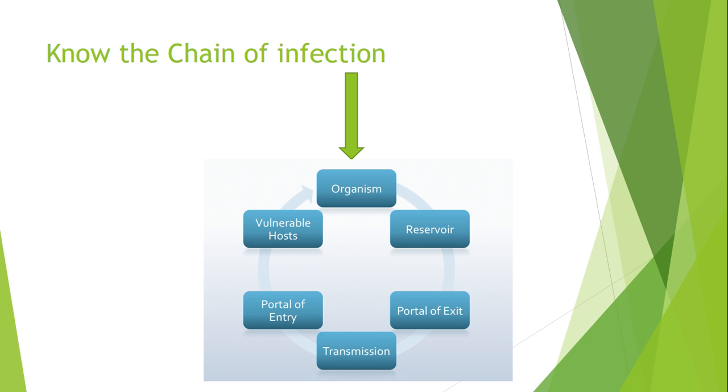Okay, so after that transmission, once we have an idea of those, there's the portal of entry. So that's to the host. It might be the same as the portal of exit. So just understanding where it's going into somebody. And then lastly, our vulnerable hosts or susceptible hosts. That's somebody who's usually compromised with their defense mechanism. They're immunocompromised. They might have a break in the skin. And a lot of the time this leaves the host, or the person, more susceptible to infections. So having an idea of your vulnerable populations is really, really important.